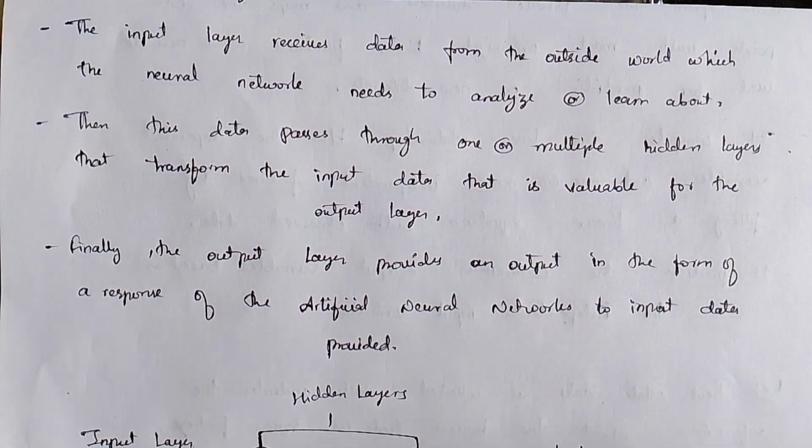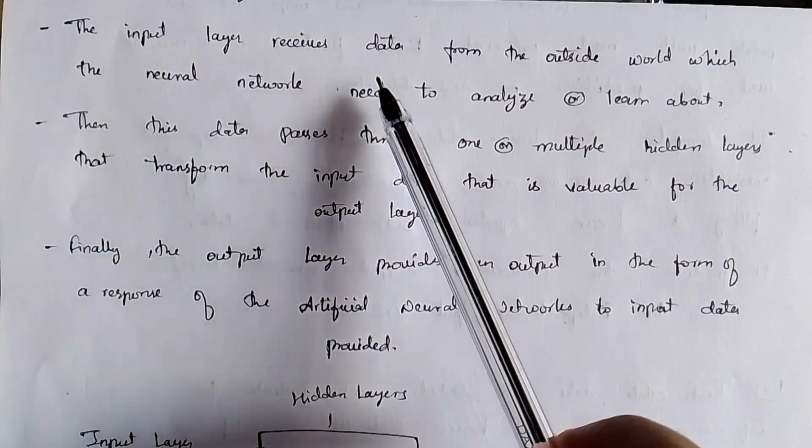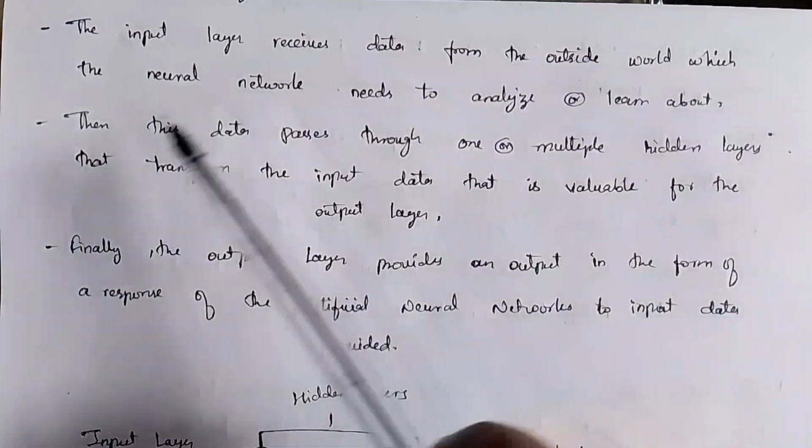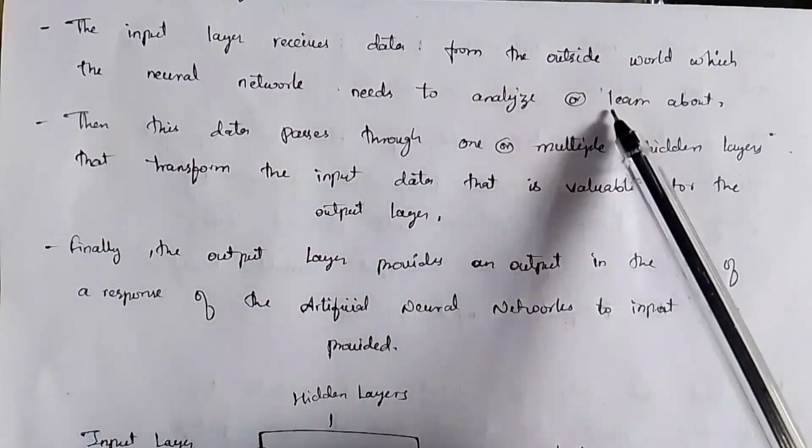Like that, in this artificial neural network also, the input layer receives data from the outside world, which the neural network needs to analyze and learn about.